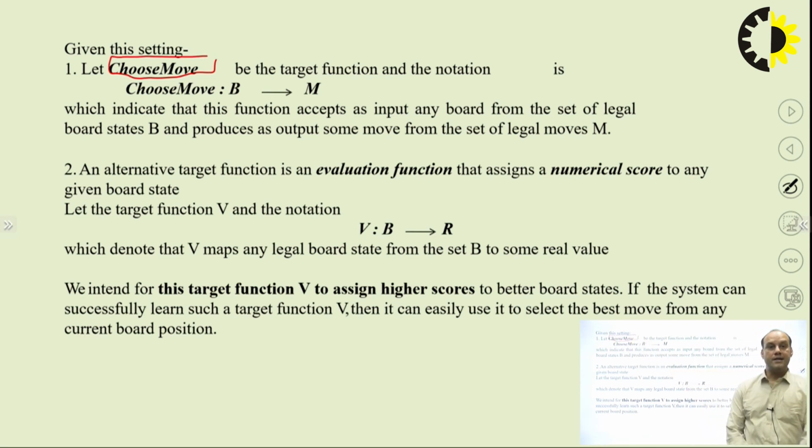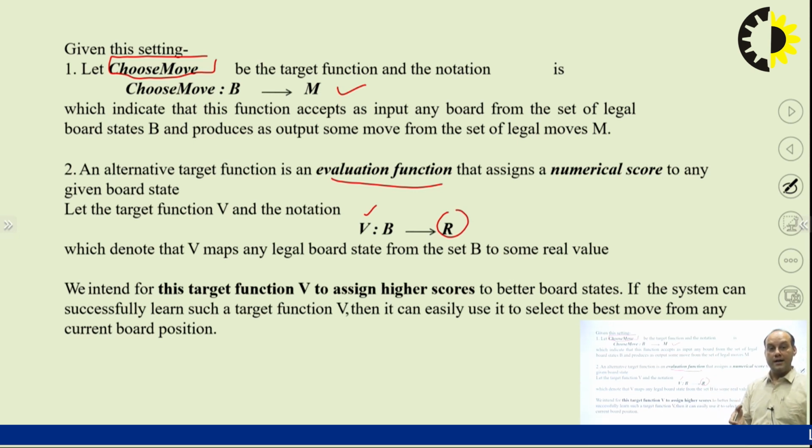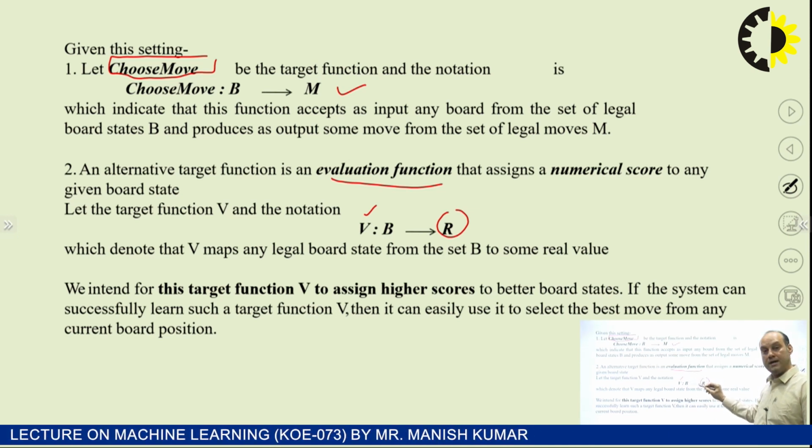We will design a function, for example, ChooseMove: B → M, which will accept the board input and the legal moves. Secondly, alternatively, we will find another function called the evaluation function. The evaluation function is defined as V, with the notation V: B → R, where B is the board and R means the real numbers. The legal board moves will come from the real world scenario. This is called the evaluation function.